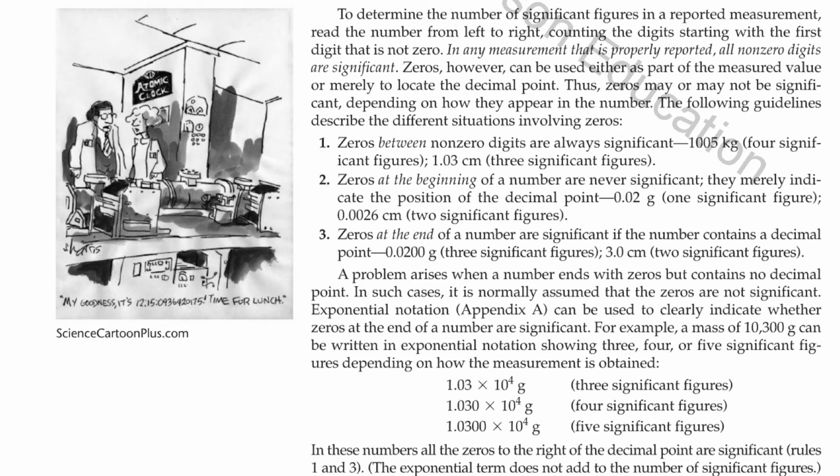Zeros between non-zero digits are always significant. 1,005 kilograms, 4 significant digits. 1.03 centimeters, 3 significant figures.